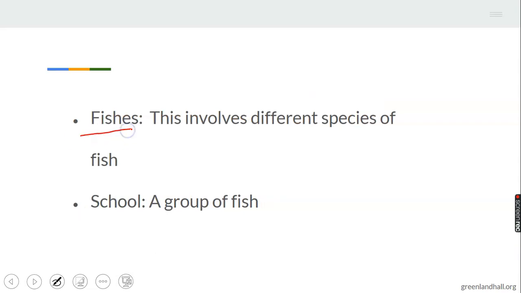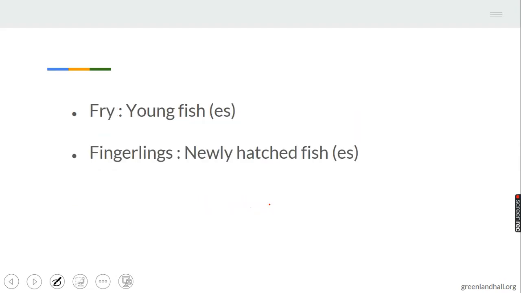Fishes. This involves different species of fish. Under fishes, we have different kinds of fish. We have tilapia mixed with catfish and other kinds of fishes. Then we have school, a group of fish. A group of fish is called school.